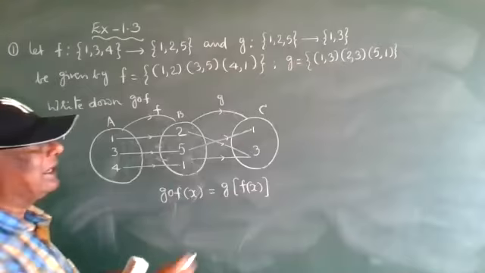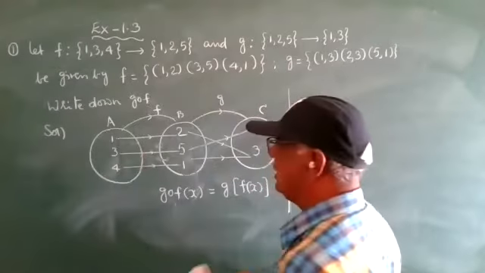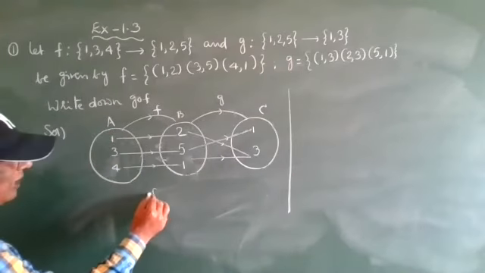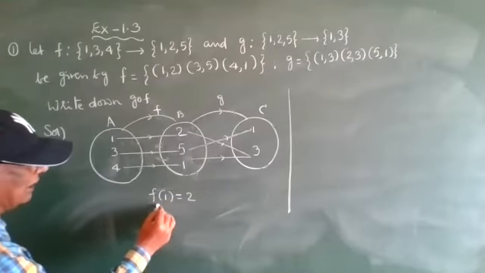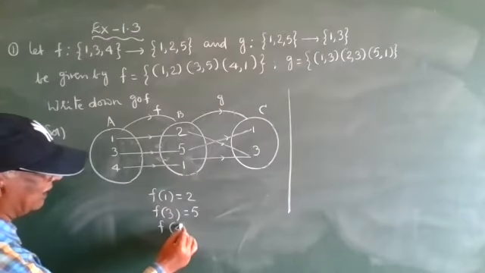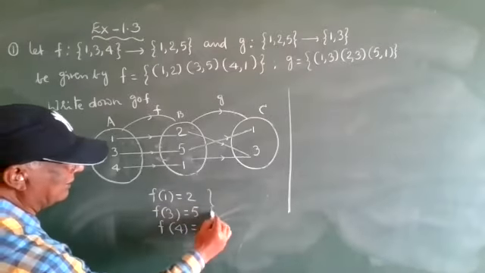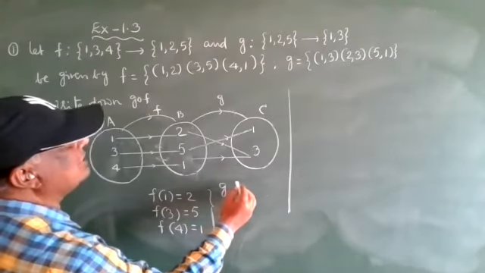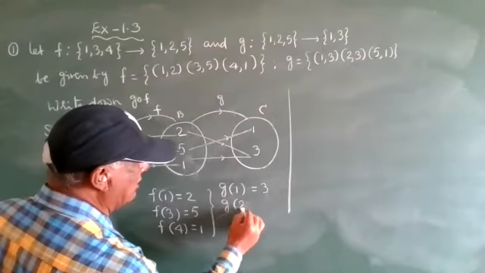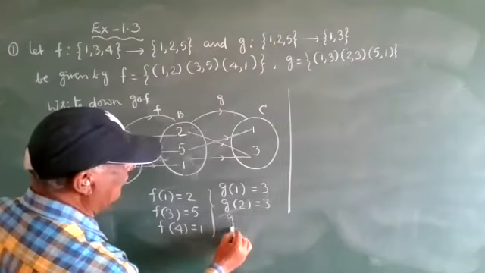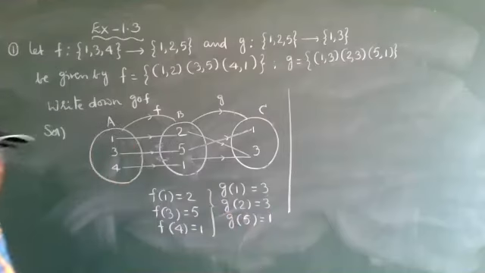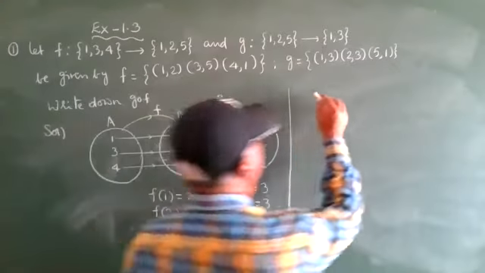Everyone, observe very carefully what I am writing. First, what I am going to give: F of 1 image is 2, F of 3 image is 5, F of 4 image is 1. Next, G of 1 image is 3, G of 2 image also 3, and G of 5 image is 1. These are the givens.